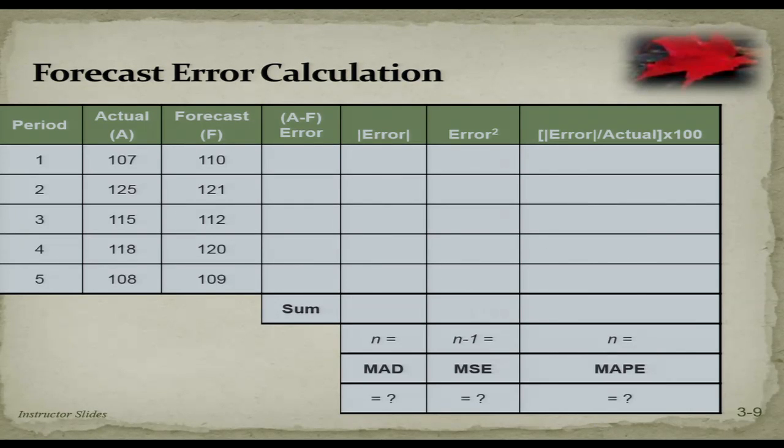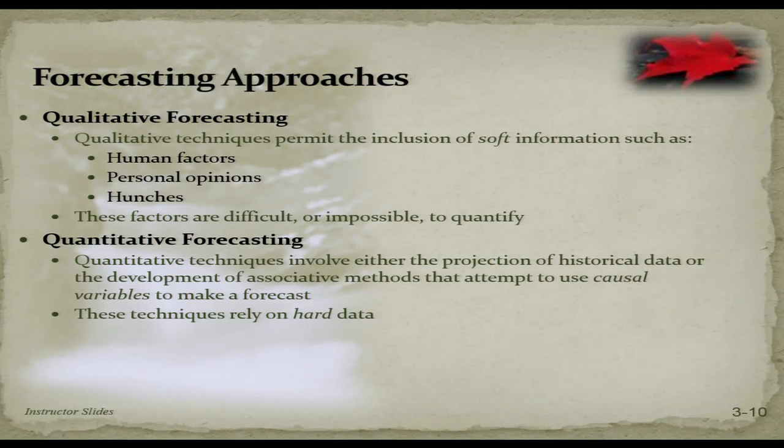Okay, great. Next topic: qualitative versus quantitative forecasting. Qualitative techniques permit the inclusion of source information such as human factors, which can be very important for forecasting. Most of our customers are human beings, except maybe some maintenance parts for machines. So human factors definitely have a huge influence on our forecast.